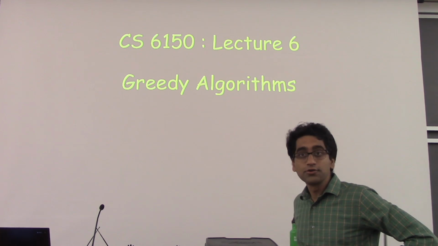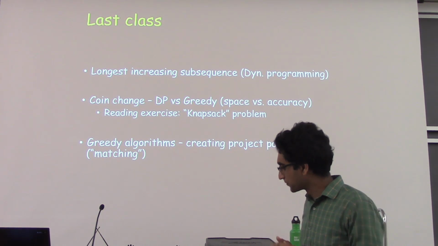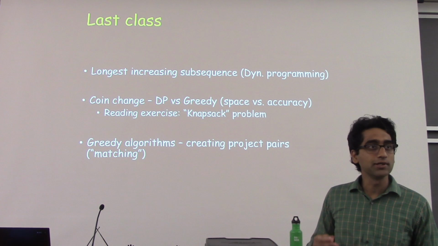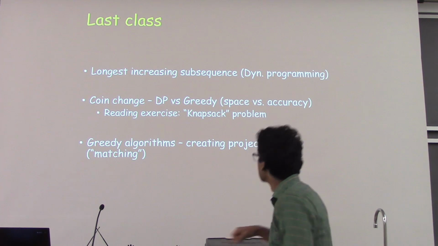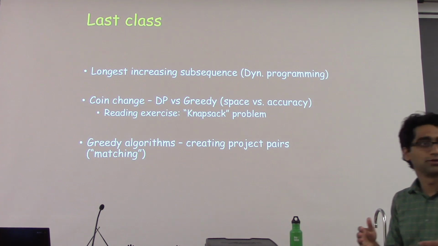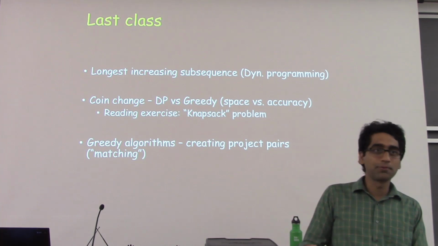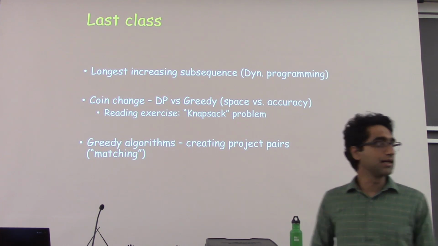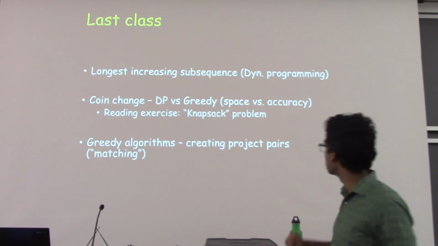So today we'll continue to see greedy algorithms. Last time, if you remember, we saw longest increasing subsequence. So this was a use of dynamic programming. And we also saw this example of coin change. We saw that there's a natural dynamic programming way to do it, but it can be done much faster using a very simple greedy approach. But the greedy approach doesn't always work. So this is what we saw last time.